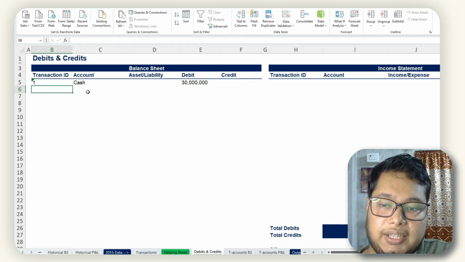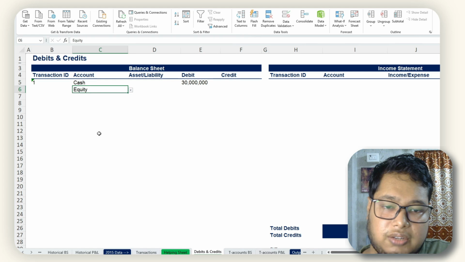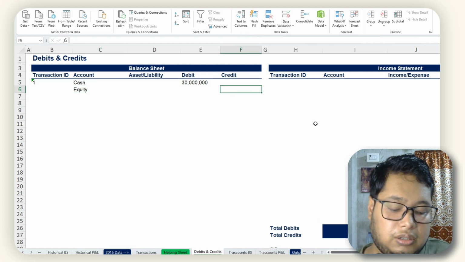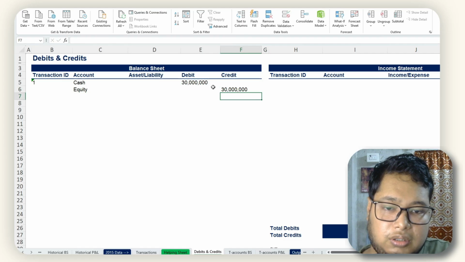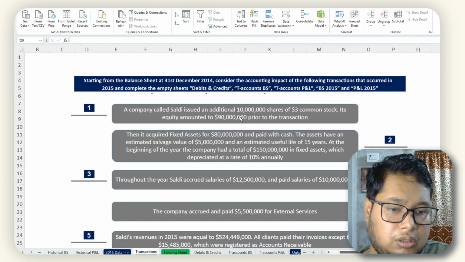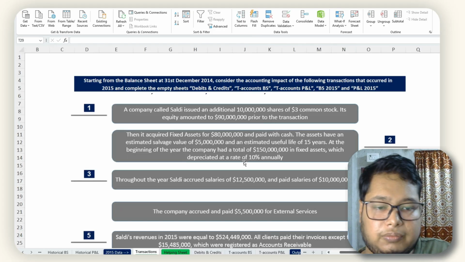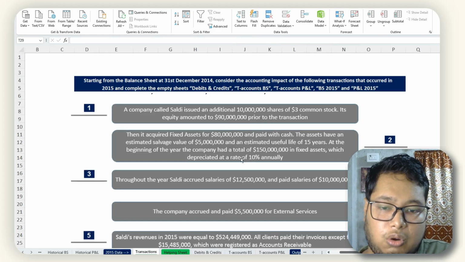So I have debited the cash, and then I have to increase the equity as well. So here is our equity, and equals 30 million. $30 million, right? Let me check the transaction. It's 10 million, right, $30 million. I'm a little bit confused with these zeros. There are very long numbers, right?